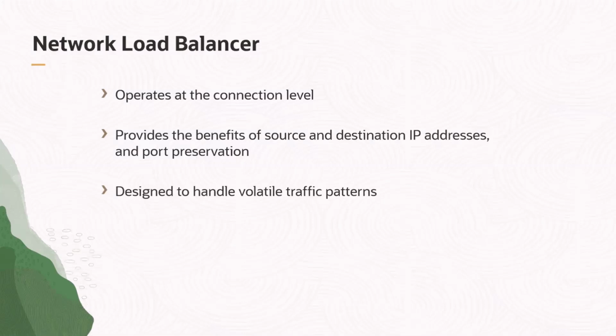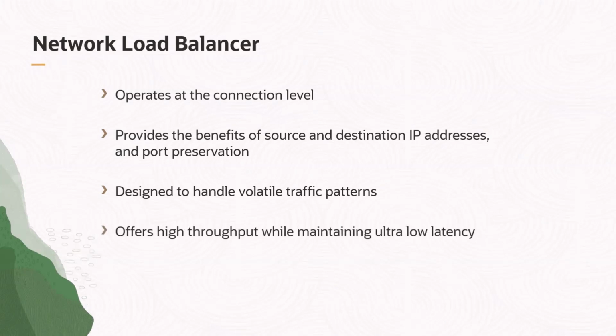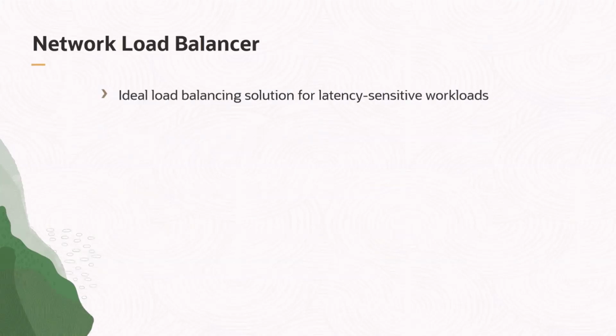Network load balancer provides high throughput while maintaining ultra low latency, and that is why it is designed to handle volatile traffic patterns. It offers this because it operates at the connection level. And you don't need to configure the bandwidth because network load balancer by design is elastically scalable. That means it is going to scale down and scale up based on client traffic. And because it provides high throughput, it is an ideal load balancing solution for latency sensitive workloads.